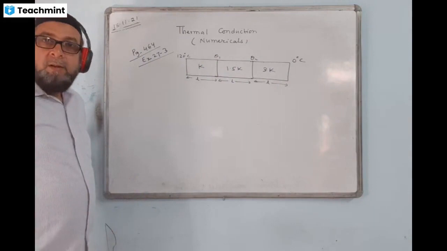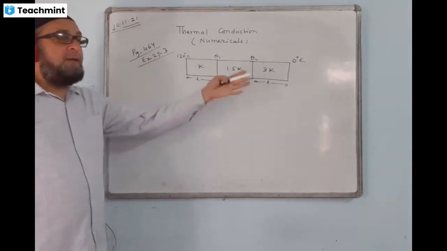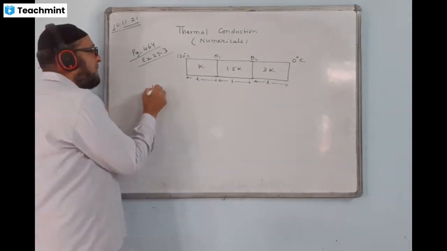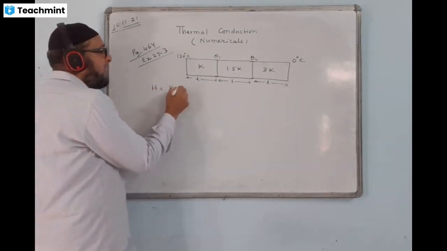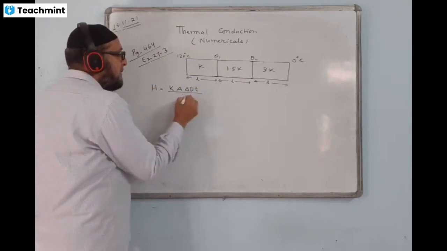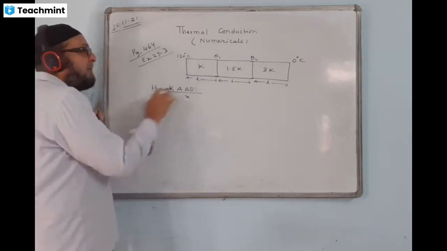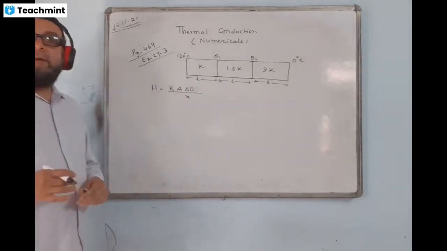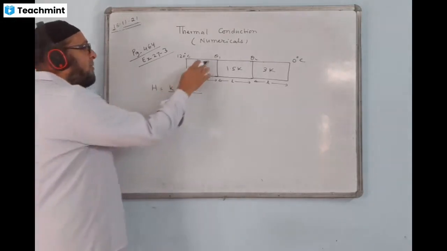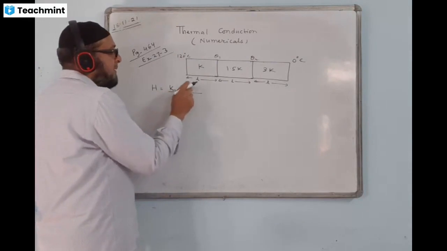When in a combined block, rate of flow of heat will be same. What is the formula of rate of flow of heat? We have the formula H is equal to Ka delta theta T by X. T will not come because rate is Q divided by T. Q formula will have T and H formula will not have T. This is the formula.